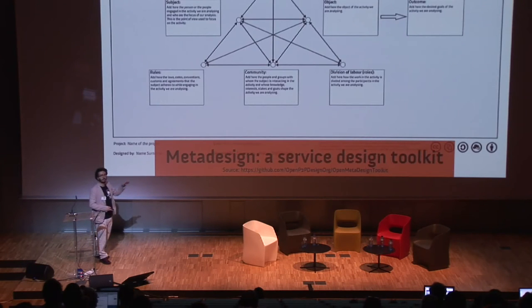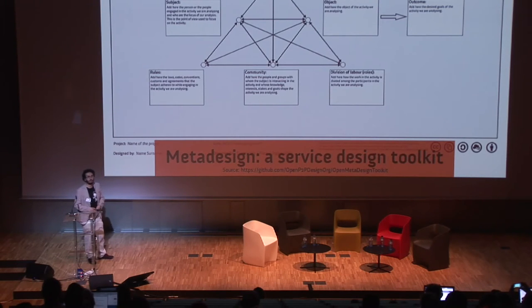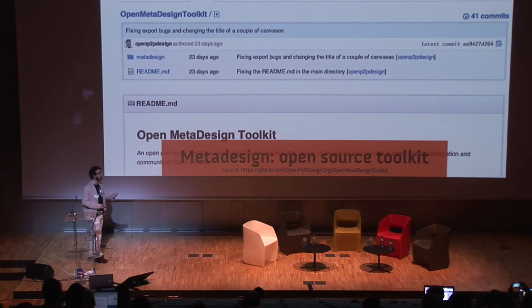The toolkit basically is a set of canvases. They are digital, but they can also be printed, so you can sketch on the canvas, or you can work digitally with open source software, and then you can include it in your project. The toolkit itself is open source on GitHub, so you can participate in developing that.